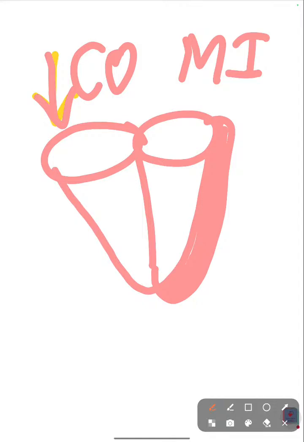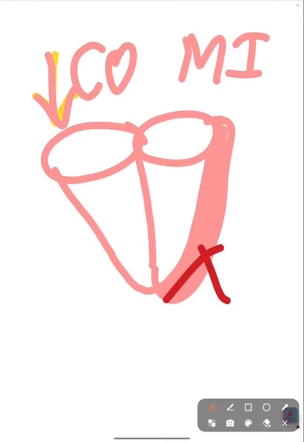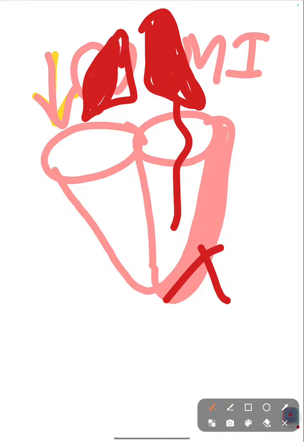So what is happening here? The left ventricle fails to pump. Then what will happen? All blood will go into the lungs, and here the accumulation of blood is there. Then edema will occur. Interstitial pulmonary edema, later into alveolar spaces, alveolar pulmonary edema. So this thing is happening.